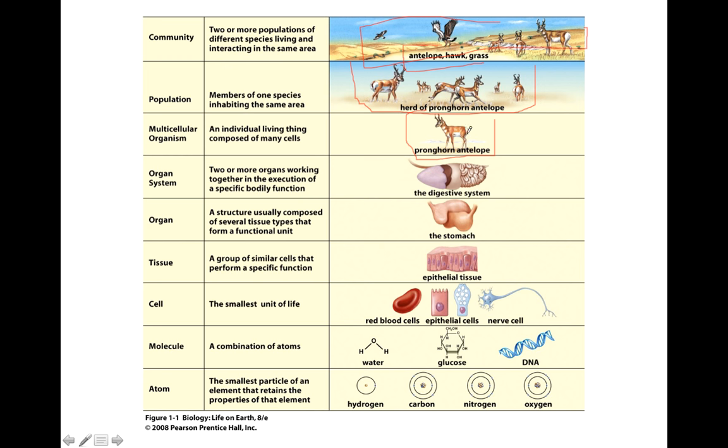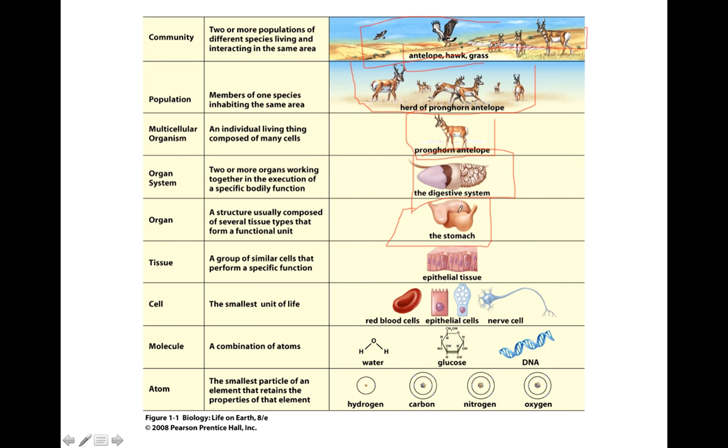And here in the digestive system, you would see these kinds of organs. Two or more organs working together in the execution of a specific bodily function make an organ system. And here we have the stomach. An organ is a structure usually composed of several tissue types that form a functional unit. And make sure, guys, an organ system has two or more organs.